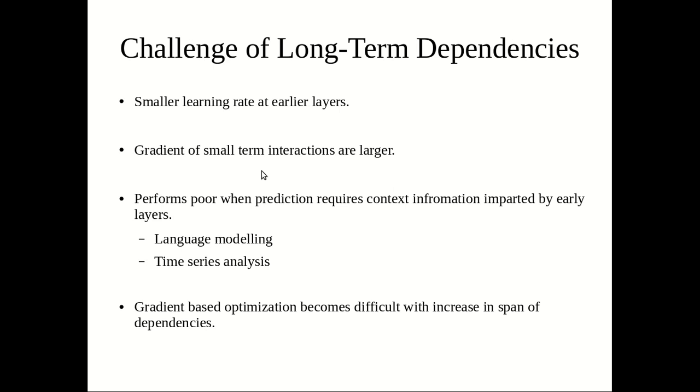So when we have applications where we require the context to be inferred from a very early stage, for instance when we are performing time series analysis or a language modeling problem, then we require information to be inferred from a very early stage. RNN fails here. So this is why we needed a modification of RNN.